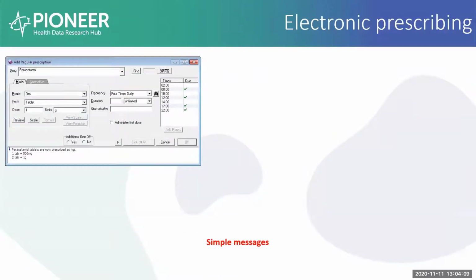And in prescribing, obviously, we use these tools heavily in prescribing. So we can give simple messages. You can see at the bottom of here that paracetamol tablets come as 500 milligrams, so one tablet is 500 milligrams, 2 tablets is 1 gram. Next slide, please.